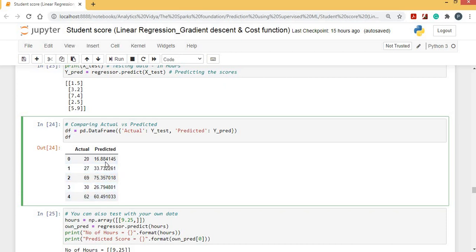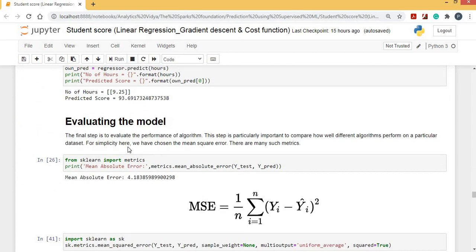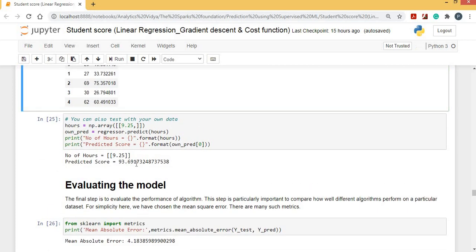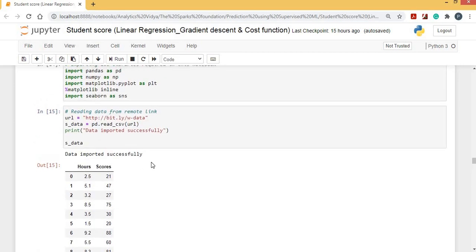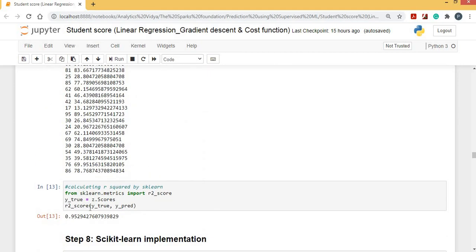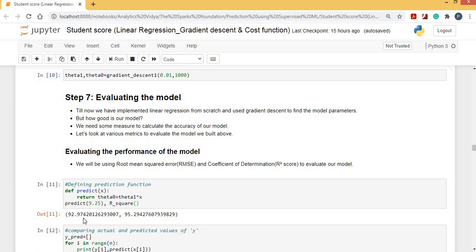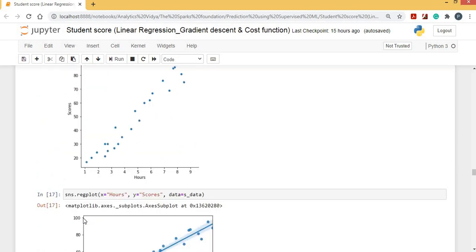It might be deviating from the model which we created above, because over here they have divided the data, while in our case we had taken the entire data. So guys, remember that is the difference. So again we are getting the value as 93.69, while our value was around 92.97. So there will be some deviation, as I said.